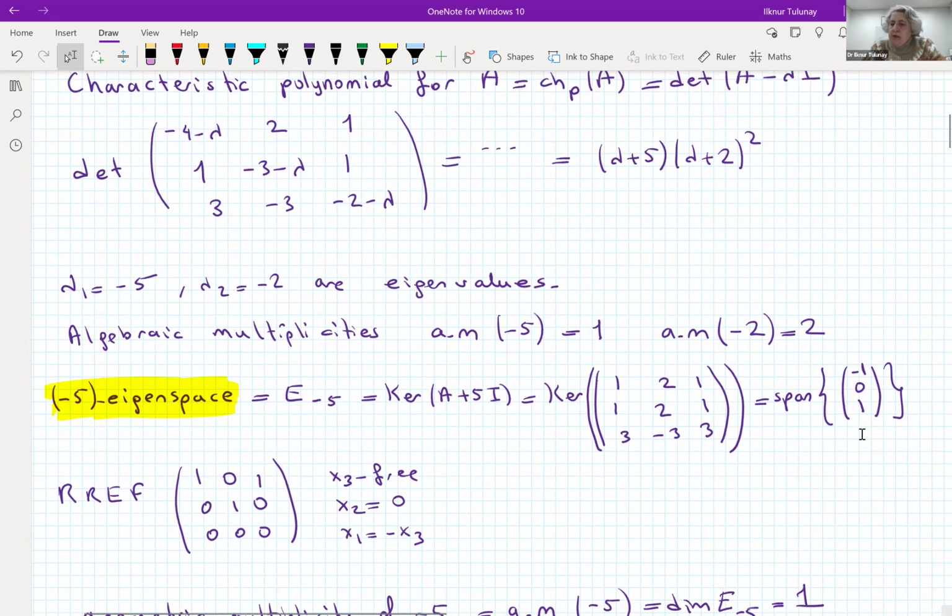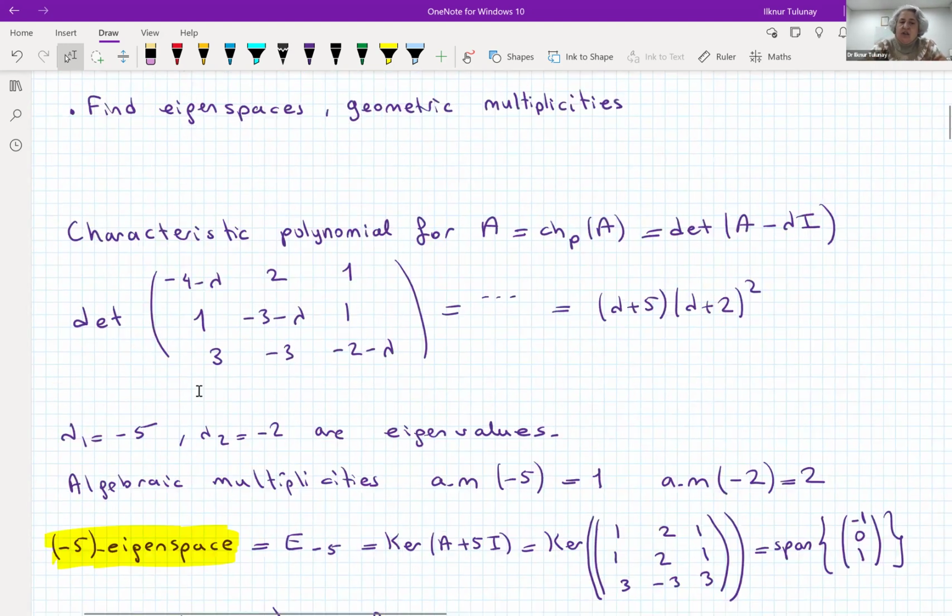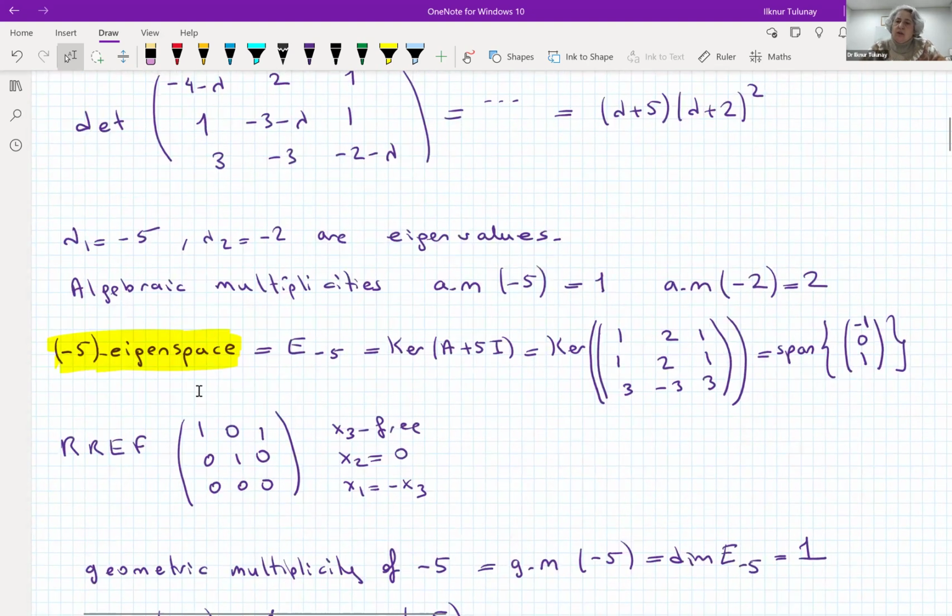I just would like to remind you again, the eigenvectors of the corresponding eigenvalue minus 5 are all multiples of this vector. So this vector is a basis of this eigenspace. Spanning means all scalar multiples of this vector, so it is an infinite set. There are infinitely many eigenvectors corresponding to minus 5. But when we're talking about the eigenvector, we refer to the basis of the eigenspace. So this is the general language that we use.